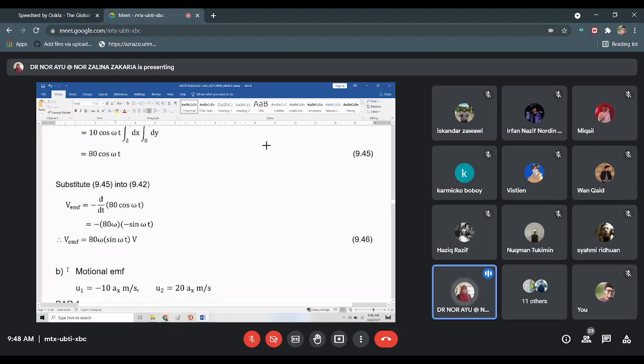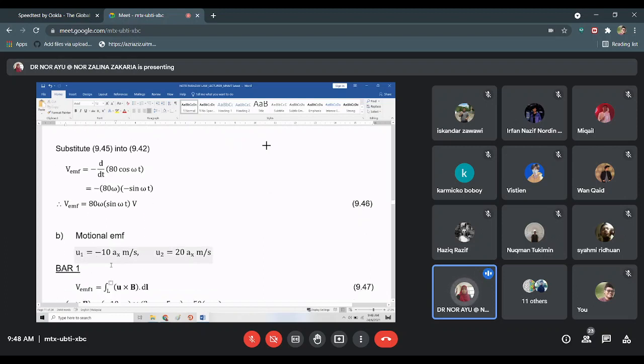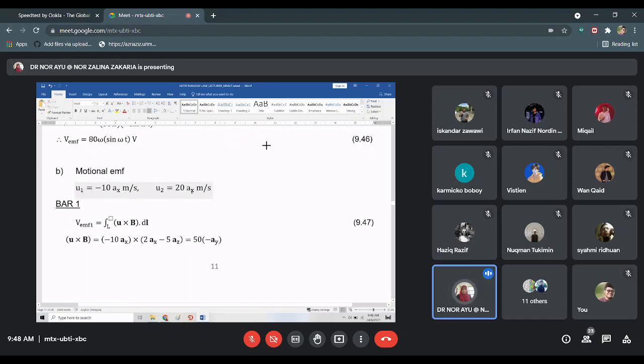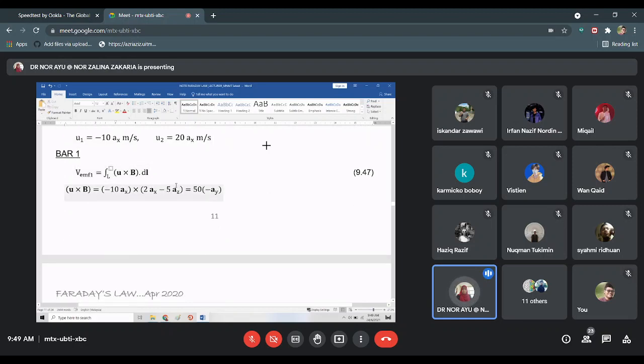The second part, I think, is the motional EMF. It's given to you what U1 is and what U2 is. You can see that the direction of your U1 is negative ax and the direction of U2 is positive ax. Even though the negative is placed in front, it still means that the direction is negative ax. Alright, so you can see here U cross B. B was given earlier, and this is your U. So negative 10, for bar number 1, so we are using this U1. So negative 10 ax cross 2 ax minus 5 az. The answer is 50 negative ay.